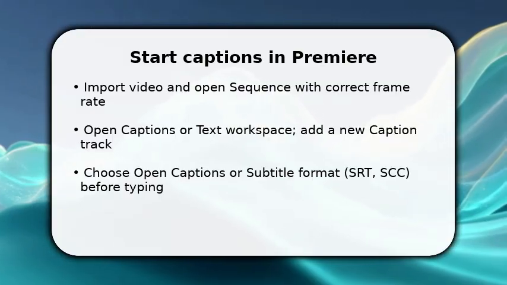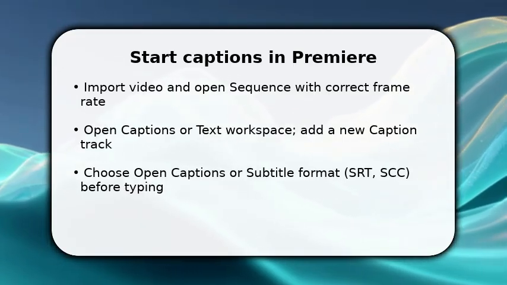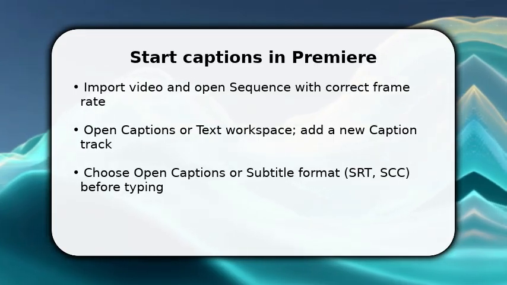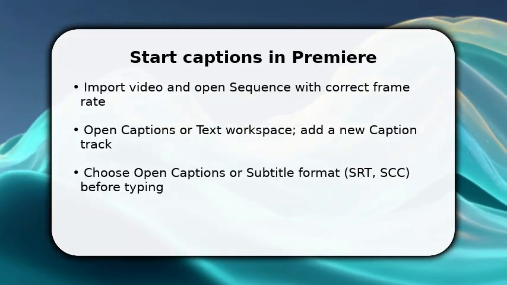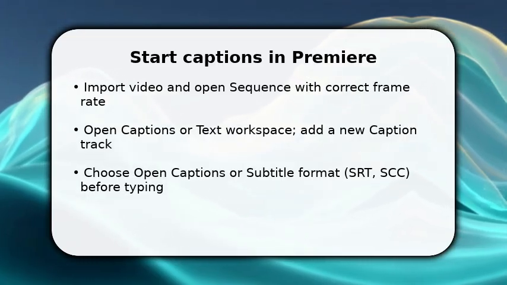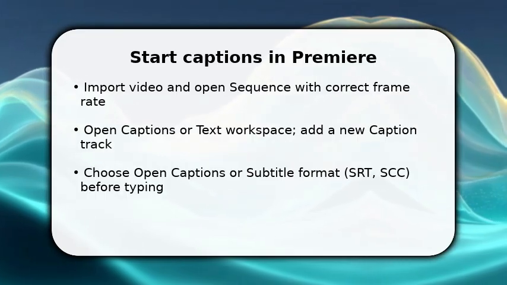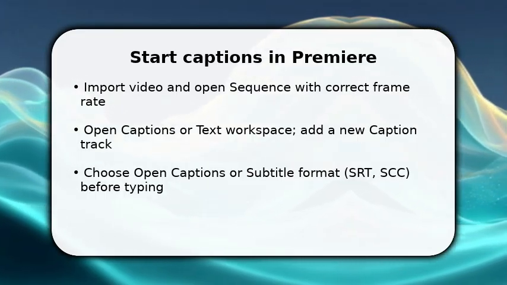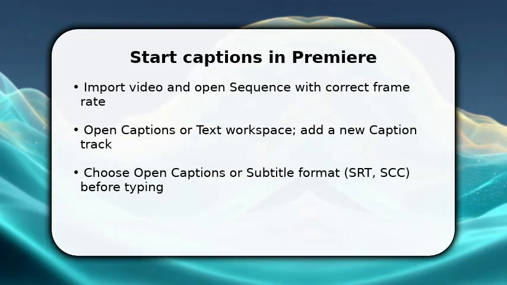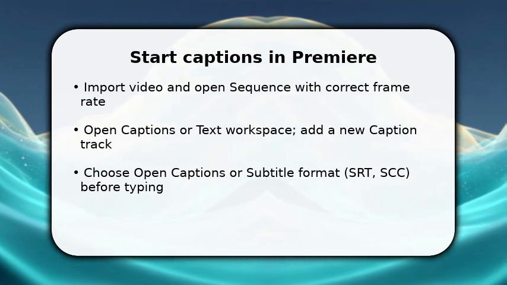You begin by importing your footage and confirming the sequence frame rate matches your delivery spec. This avoids drift later. Once done, switch to the captions or text workspace and add a new caption track so your subtitles live as a separate layer. You choose open captions to style directly or select a subtitle file format like SRT for export. This choice determines whether captions are burned in or exported as a sidecar file, which matters for downstream workflows.